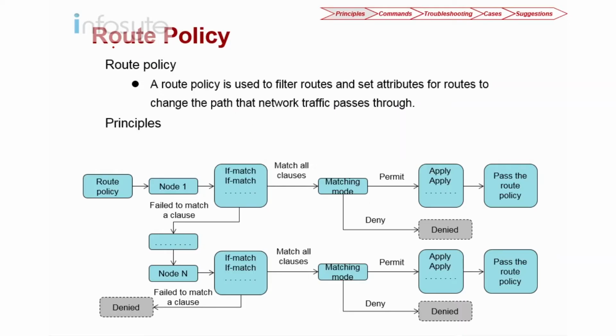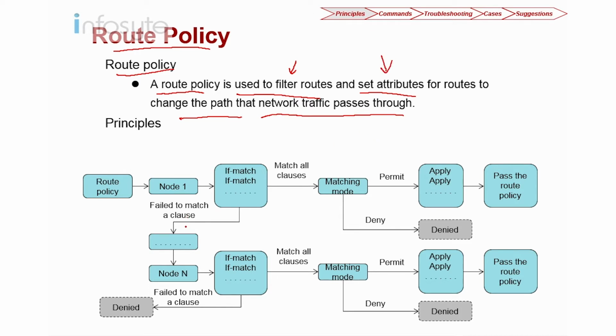Alright, so let's look into the route policy. Route policy is a very important tool, especially if you are going to configure BGP. A definition of the route policy: a route policy is used to filter routes and set attributes for routes to change the path that network traffic passes through, which means that it has two actions here. The first action is to filter. Once the filter matches, I'm going to set an attribute.